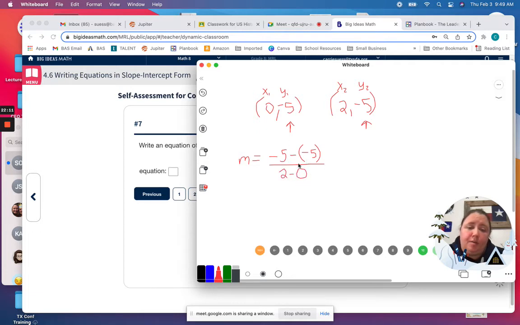This is where it can trick you up, because you have to remember that we're doing subtraction of the 2 points. But in this case, the second point is negative, so it's a negative, which makes it a positive. So then I have -5 plus 5, which makes 0. 2 minus 0 is 2. Can I do 0 divided by 2? It's just 0. So then I need to find my y-intercept. Y-intercept is shown when x equals 0. So what's my y-intercept? -5. Excellent. So I'm going to say y equals, I don't need to write 0x, so I just say y equals -5.